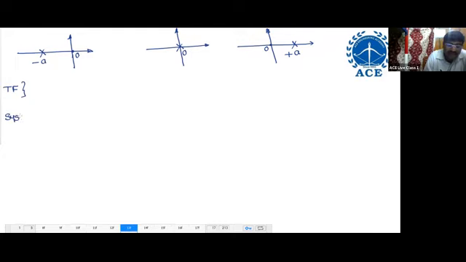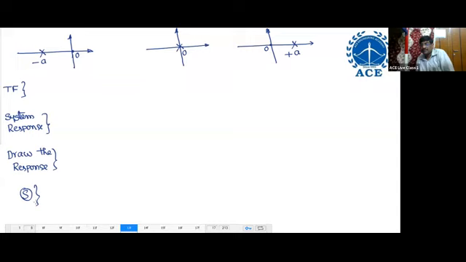Next, find the system response. Next, draw the response. Then find the stability. Come on, do it. All of you do it.